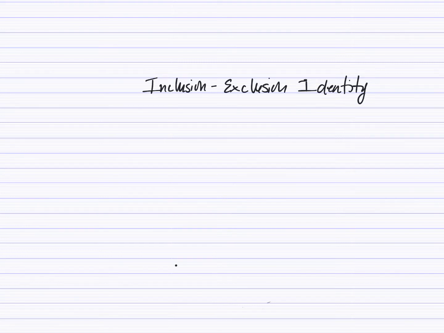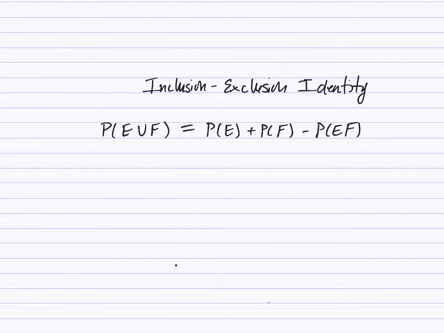Okay, we're ready to talk about the inclusion-exclusion identity, which we're going to build up by starting with two sets, looking then at 3 and 4, and seeing if we can generalize. So if we want to look at the probability of E union F, this is the probability of E plus the probability of F minus the probability of their intersection, right?